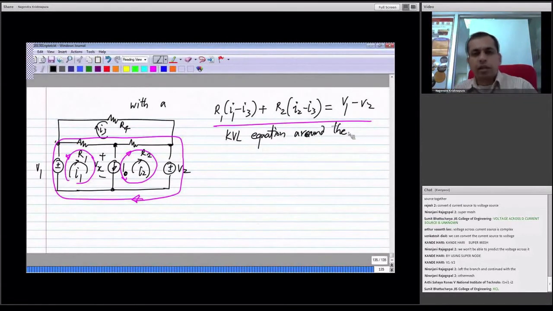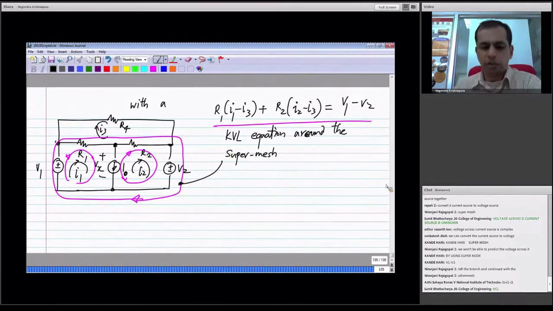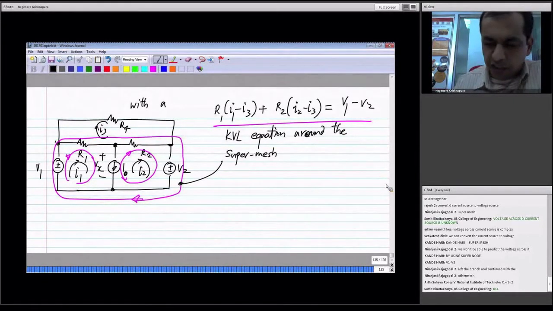So if a branch that is common to two meshes is a current source, what you do is you avoid that branch and you write the equation around a super mesh which encloses that current source. When you do that, the voltage across the current source will not be in the picture, and you will get this KVL equation in terms of all the voltage drops. So for instance, this is the voltage drop across R1. This is the voltage drop across R2, and on the right hand side you have the total voltage in the super mesh.